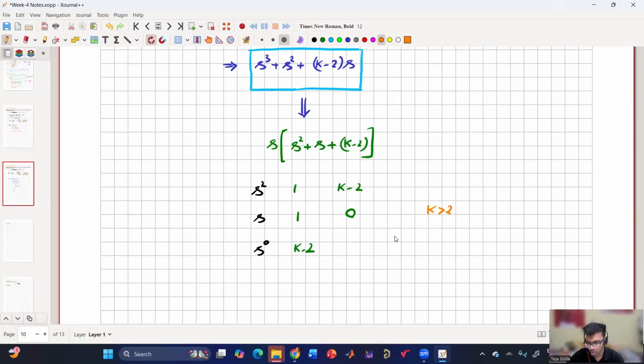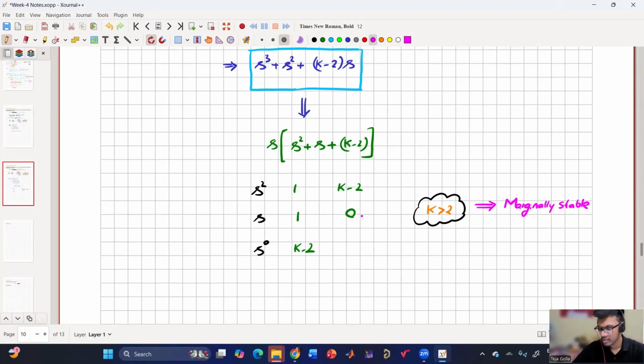Is the system stable, unstable, or marginally stable? K greater than 2 is stable, sir. K greater than 2, what? The s square plus s plus K minus 2 is stable, but including s? That is making it marginally stable. Marginally stable. So overall the system is marginally stable.